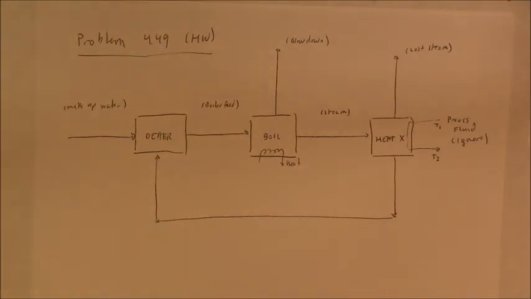For this last example, I want to briefly discuss one of the homework problems, which is problem 4.49. And I'm going to go about this in a slightly different way. I'm going to try to label information based on what I know about the process and add things as I know them.